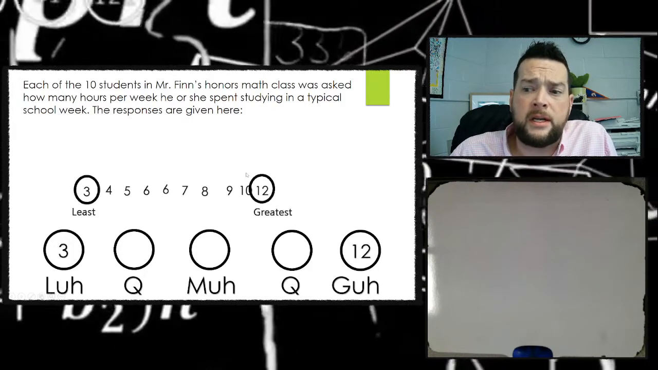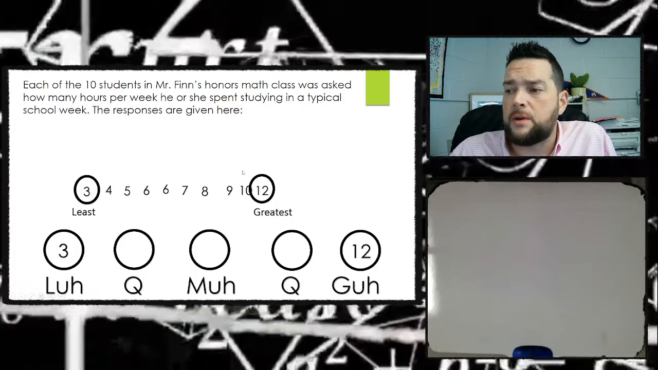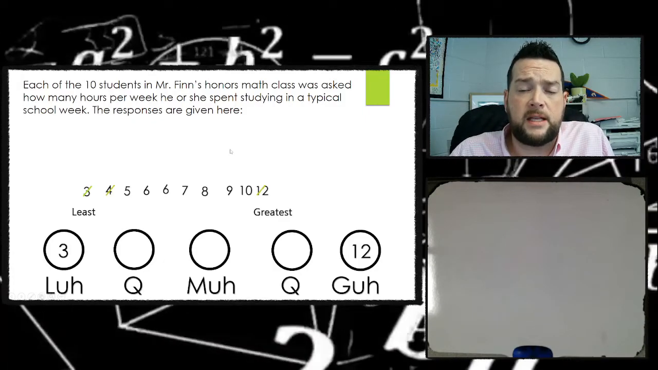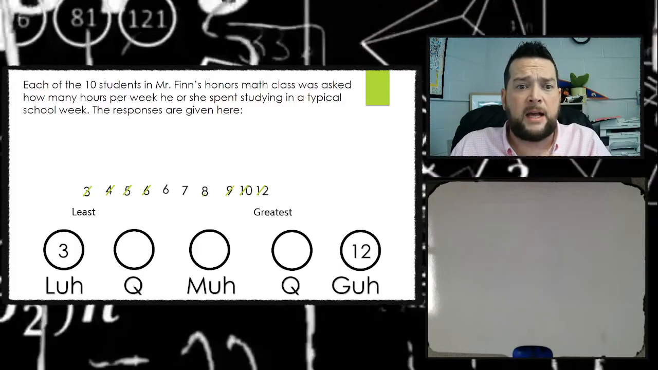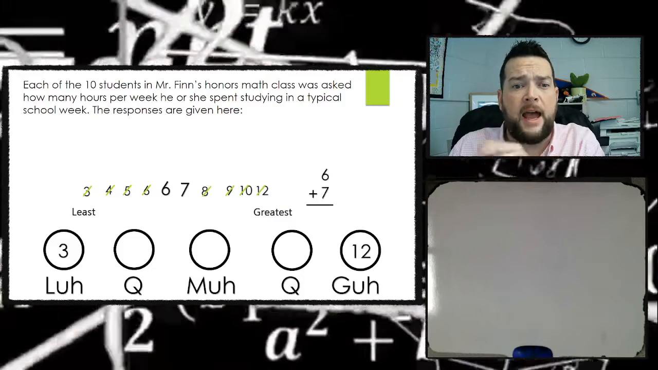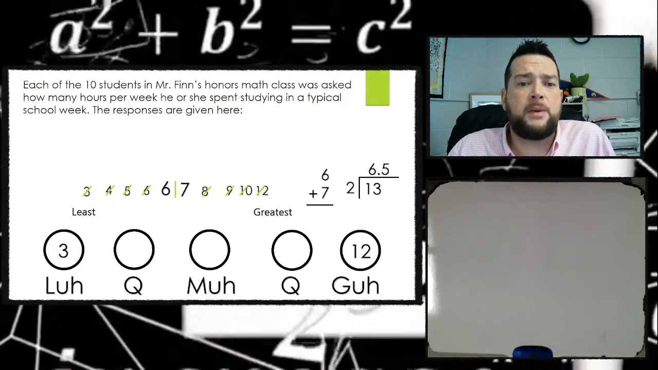Okay, so the least is the 3, the greatest is the 12. That's pretty simple. Those are the easy ones to find. Then you can go through your process to find the median. The process that I use, I scratch off the first and last, the next first and last, next first and last, until I come down to 1 or 2 numbers in the middle. If there are 2 numbers in the middle, you've got to add those 2 numbers together. Then you're going to divide by 2, and that's going to be your median.